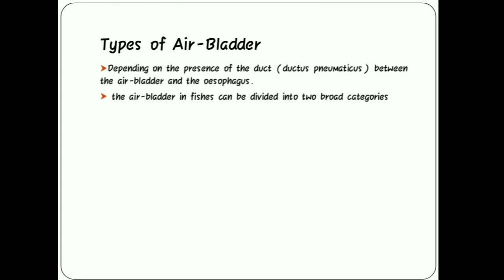An air bladder without a duct is called a physoclistous air bladder, and an air bladder with a duct is called a physostomous air bladder. So the air bladder in fishes can be divided into two broad categories: first physostomous, second physoclistous. Now we discuss physostomous. If the air bladder has a duct, it is called physostomous. If the air bladder does not have a duct, it is called physoclistous.